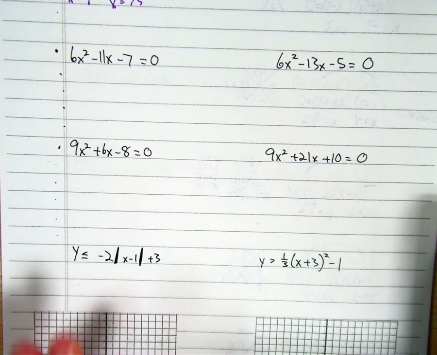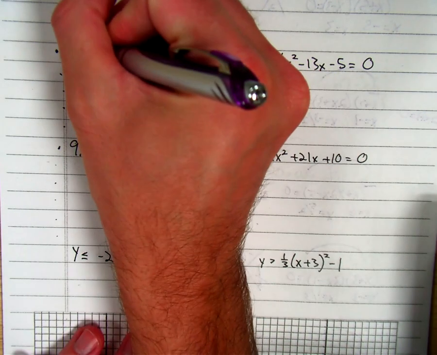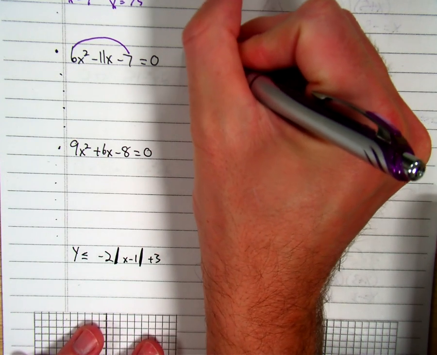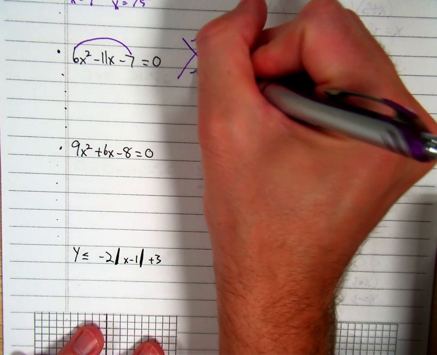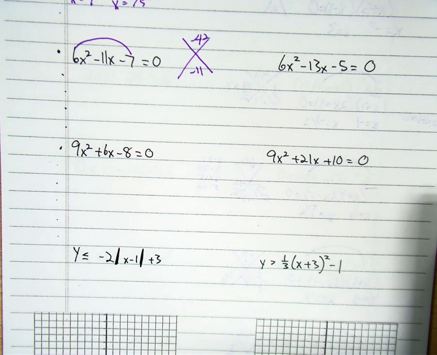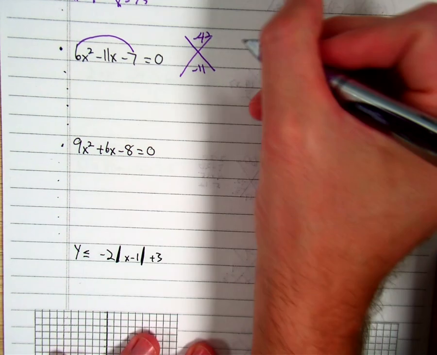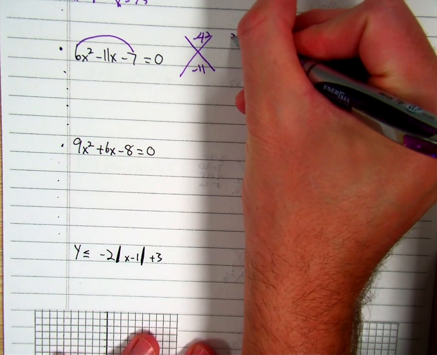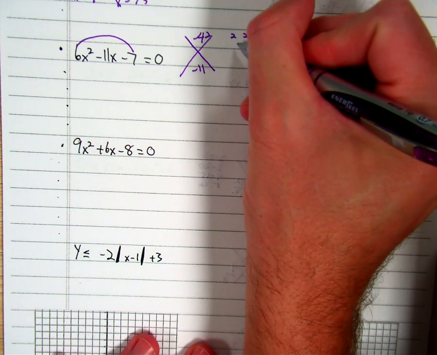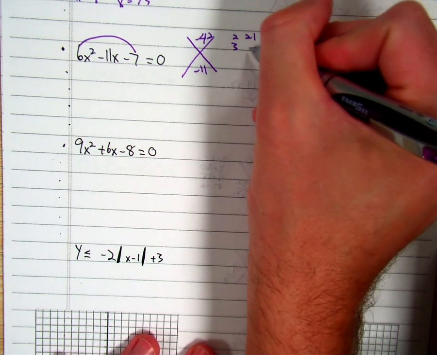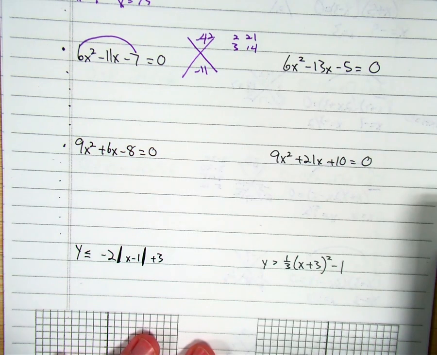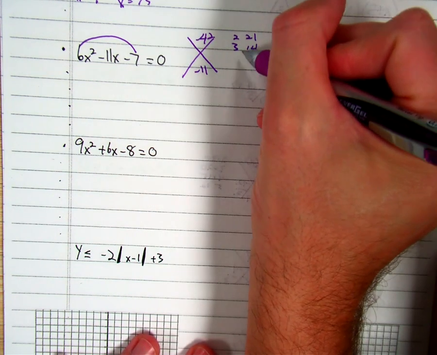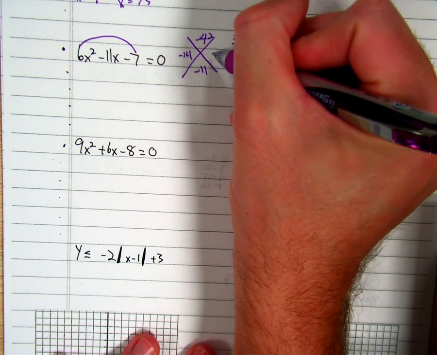6x squared. When does it end? 6 times negative 7, what multiplies to negative 42 and adds to negative 11? Okay, this is another kind of tough one. So we would have like 2 and 21. 3, ooh, I told you, 3 and 14. That's from the front side, I think. 3 and 14, can we do it? Negative 14 and 3, I think. There it is.